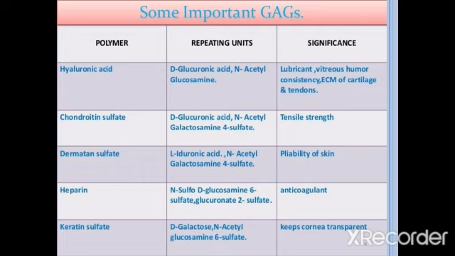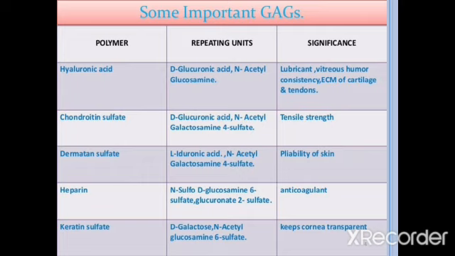Then chondroitin sulfate is present in the ground substance of connective tissue, which is widely distributed in the cartilage, bone, tendon, cornea and skin. It is composed of repeating units of glucuronic acid and N-acetyl galactosamine. Then dermatan sulfate contains hyaluronic acid and N-acetyl galactosamine. It is found in skin, blood vessel and heart valve.